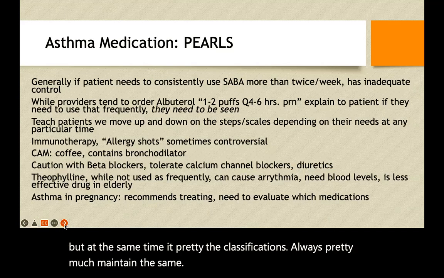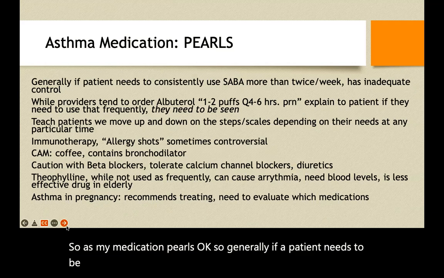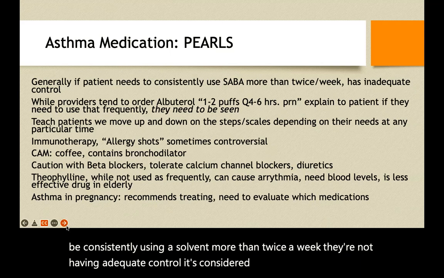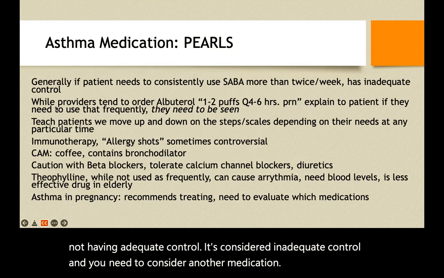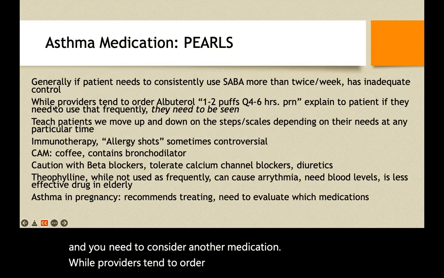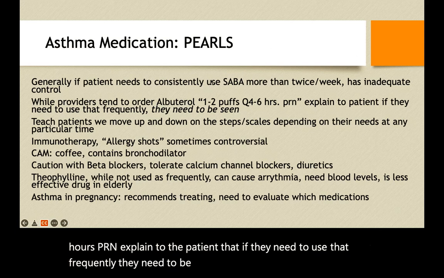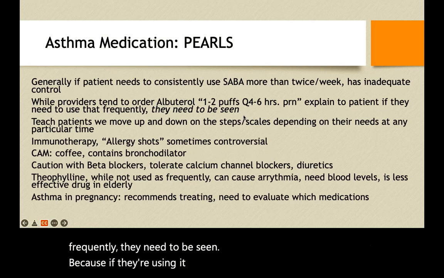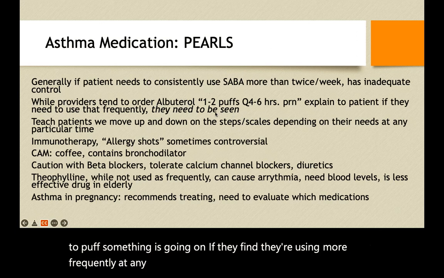So, asthma medication pearls. Generally, if a patient needs to be consistently using a SABA more than twice a week, they're not having adequate control. It's considered inadequate control, and you need to consider another medication. While providers tend to order albuterol 1 to 2 puffs Q4 to 6 hours PRN, explain to the patient that if they need to use that frequently, they need to be seen. Because if they're using it more often than every 6 hours, 1 to 2 puffs, something is going on. If they find they're using it more frequently at any point, something is wrong.